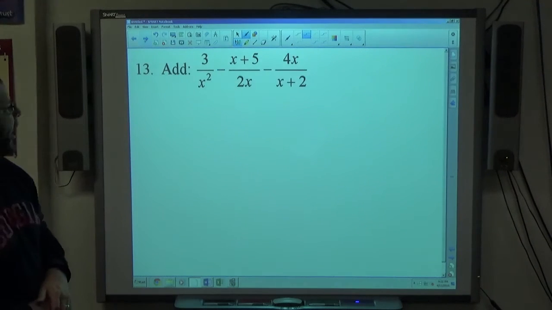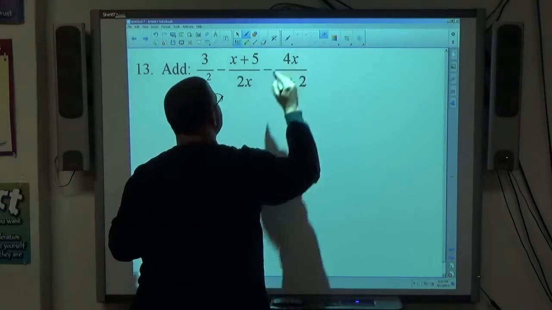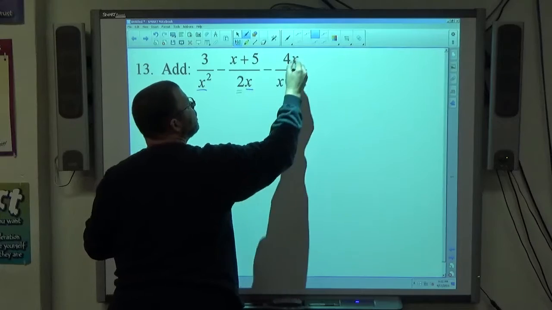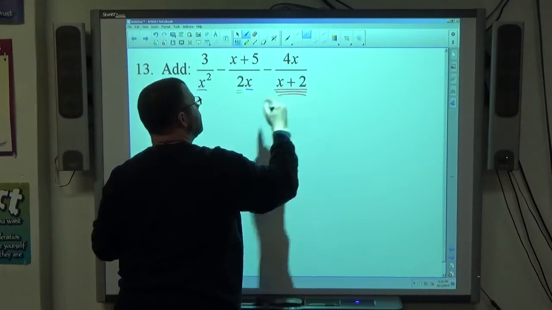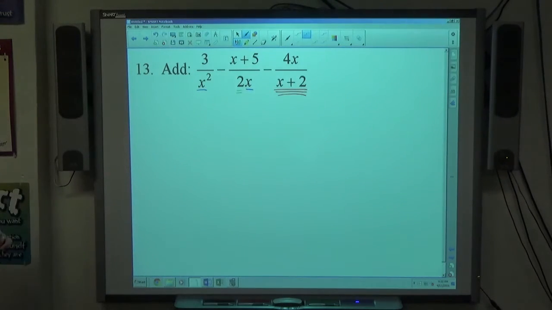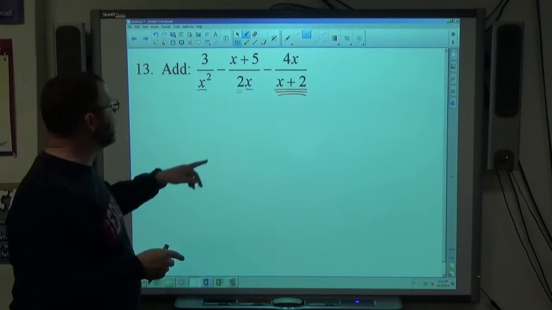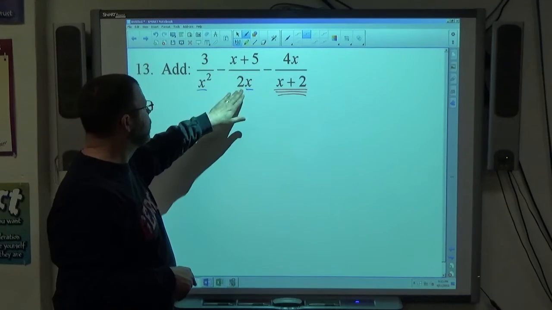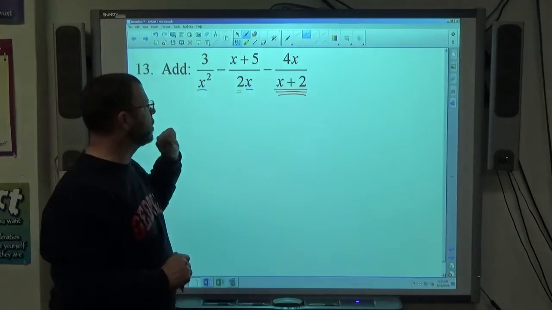Number 13, add. What I look for are different types of factors. I've got x's, I've got a 2, and I've got x plus 2. Each of those represents a different factor type, and what I'm looking at is each different factor type and its highest power. So looking at x, my choices are x and x squared. The highest power is x squared. 2 is just to the first power. x plus 2 is just to the first power.